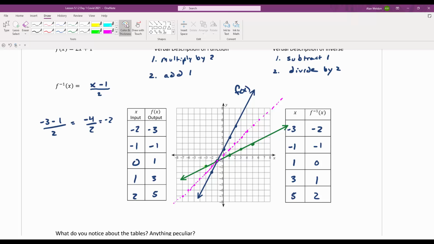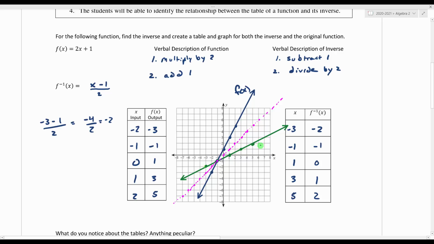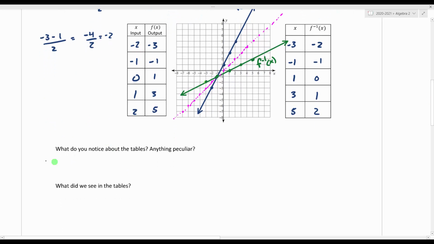All right, let me label that other line real quick for you so we can keep that consistent for our notes, right? So this green line was our inverse. Original, inverse, symmetry. All right, so let's jot some of that down. All right, so what did we notice about the tables? We noticed that the inputs and outputs flipped. And then what did we see? That's a typo. That should be, what did we see in the graph?